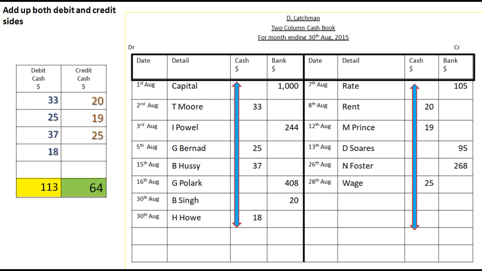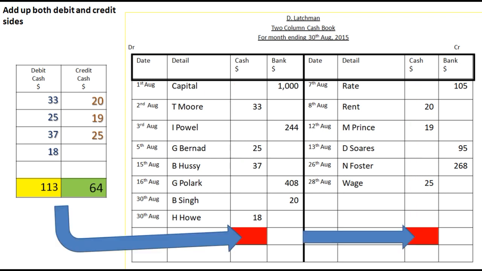Now we're going to add up the credit side cash column. In the credit side cash column, we have $20, $19, and $25. When we add that up, we have $64. Note that we don't have to show the working for this. We could do the working somewhere in our jotting book, and we're going to look at which side has a larger amount. In this case, the debit side has a larger cash amount, which is $113.